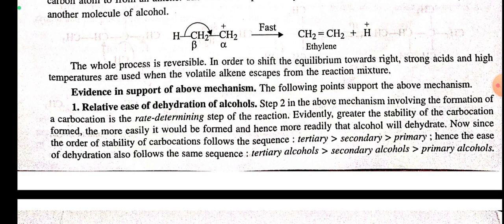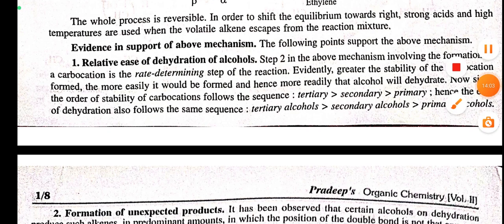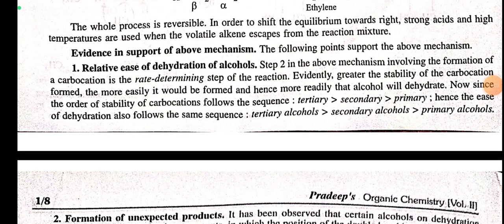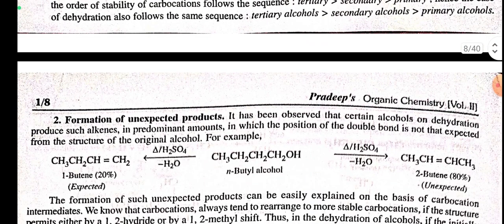Evidence in support of the above mechanism. Relative ease of dehydration of alcohols. Step 2 in the above mechanism, involving the formation of carbocation, is the rate determining step of the reaction. Evidently, the greater the stability of the carbocation formed, the more easily it would be formed, and hence the more readily the alcohol will be dehydrated. Now, since the order of the stability of carbocation follows the sequence tertiary, secondary, primary, the ease of dehydration also follows the same sequence: tertiary, secondary, primary alcohol.